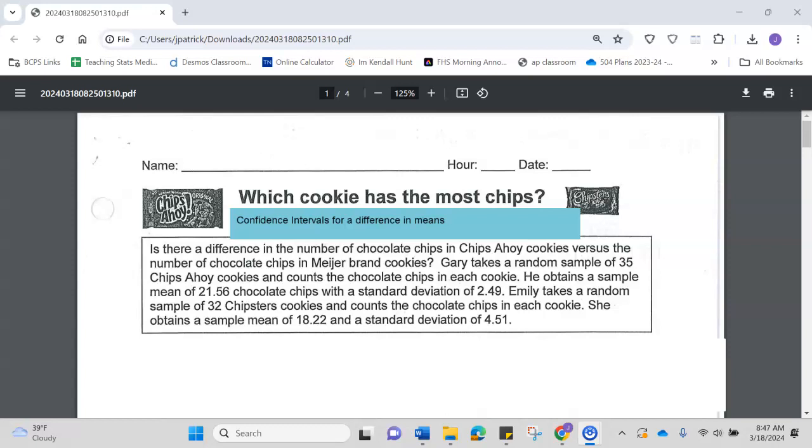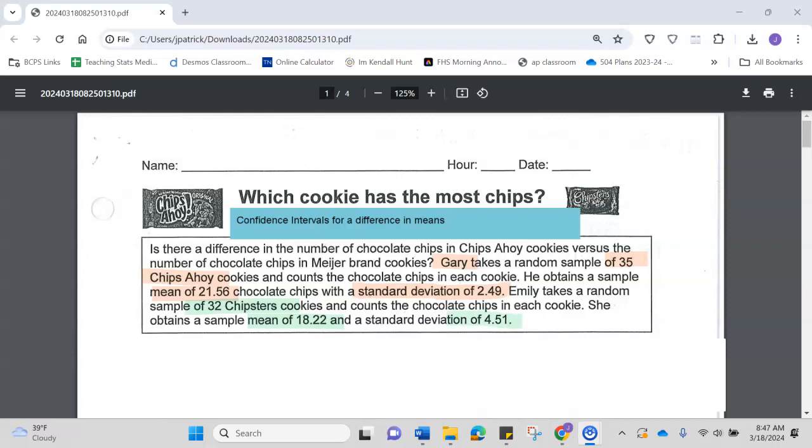So if you want to get some highlighters, I'm going to highlight Gary's sample. Gary takes a random sample of 35 Chips Ahoy and counts the chocolate chips. He gets a mean of 21.56 chocolate chips with a standard deviation of 2.49. Different color for Emily. She's sampling 32 Chipsters, with a sample mean of 18, and a standard deviation.